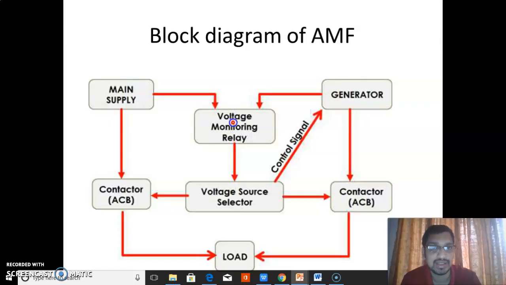At that condition, the voltage monitoring relay senses the voltage from the main supply, and the voltage source selector sends a signal to the generator to turn it off. It also sends a signal to close the main supply contactor and open the generator contactor. In this case, the load gets supply from the main supply. So that is AMF.